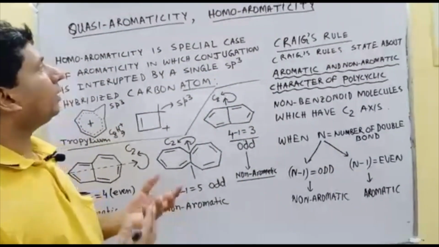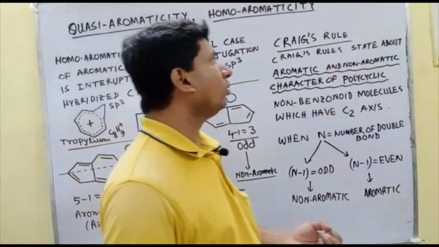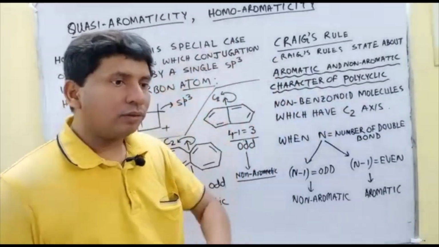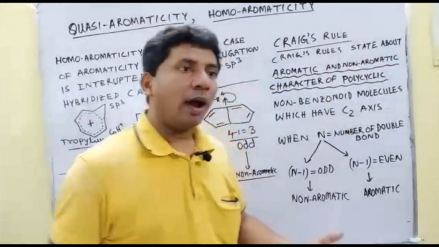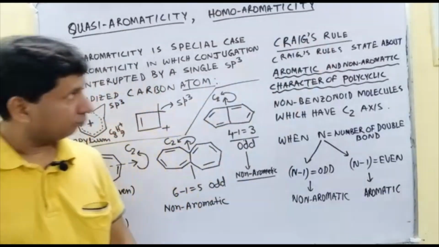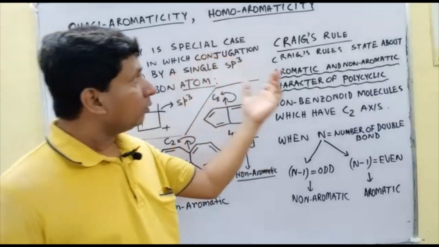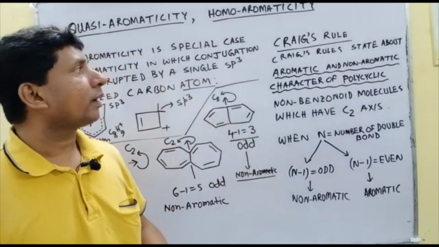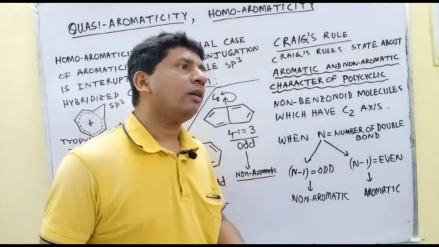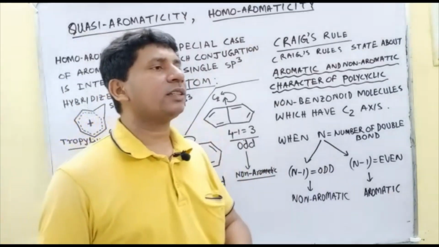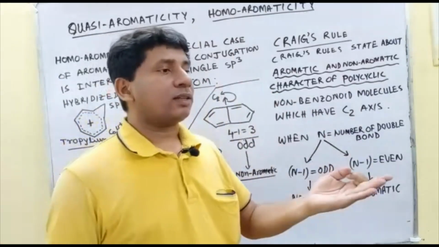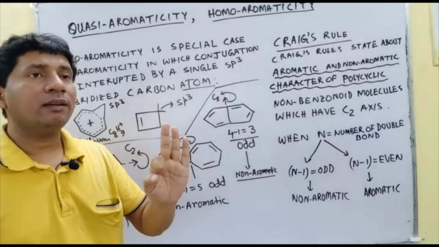Okay, and there is a rule for polycyclic aromatic hydrocarbons by which we can determine which will be aromatic and which will be non-aromatic. This rule is known as Craig's rule, and for aromaticity there was Huckel's rule. So there is a new rule, Craig's rule. Craig's rule states the aromatic and non-aromatic character of polycyclic non-benzenoid molecules. Non-benzenoid means which is not a benzene-like structure. In my first lecture on aromaticity, I clearly said that benzene and its like structures are determined by Huckel's rule.